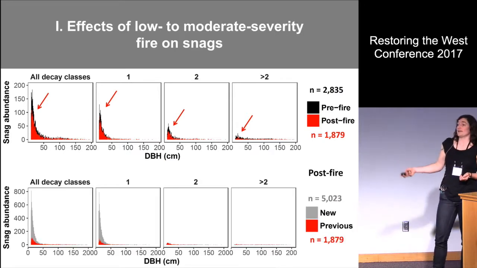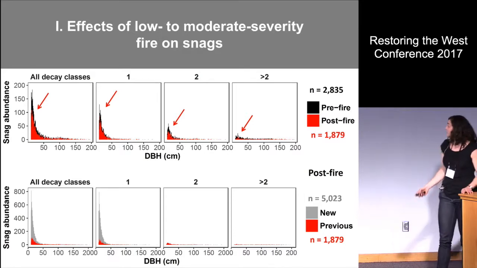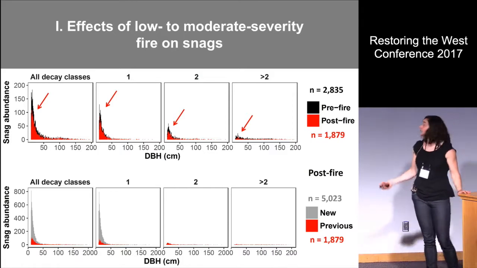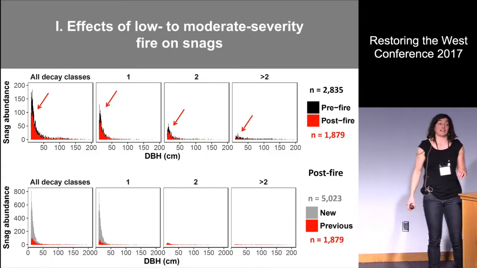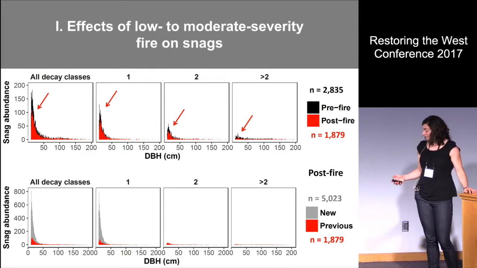And this lower panel shows the post-fire snag population. So the new snags are shown in gray here. And then in red, you can see the snags that persisted from before the fire. And it's important to note that the snag abundance on this y-axis is 4-fold greater in this lower panel, indicating that there was considerable snag recruitment, primarily in the smaller diameter classes, as a result of this fire.